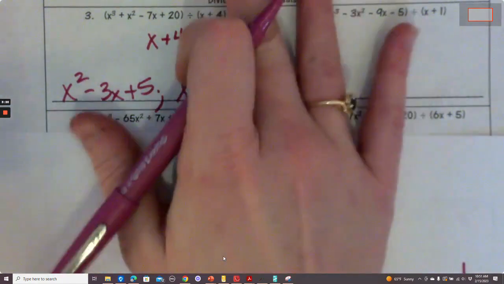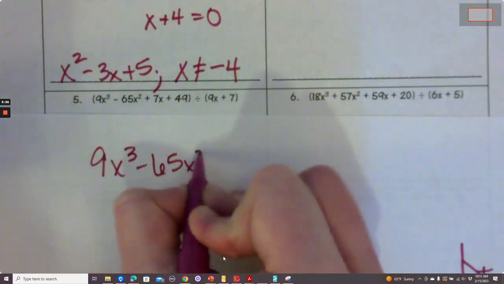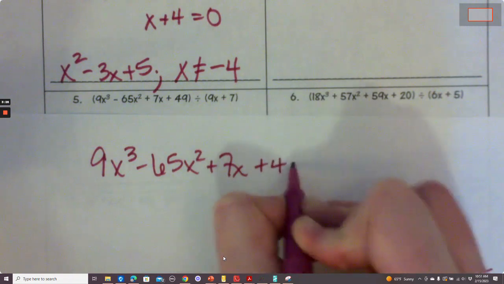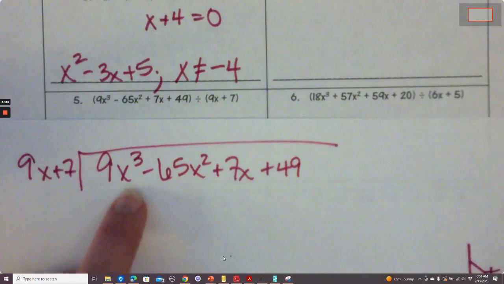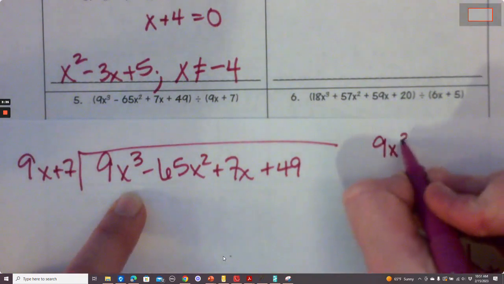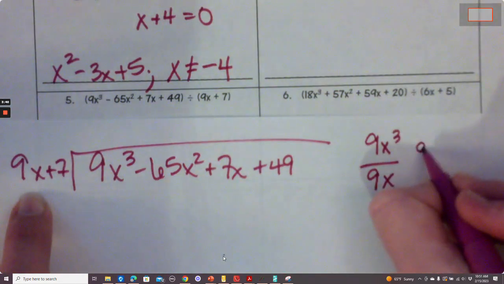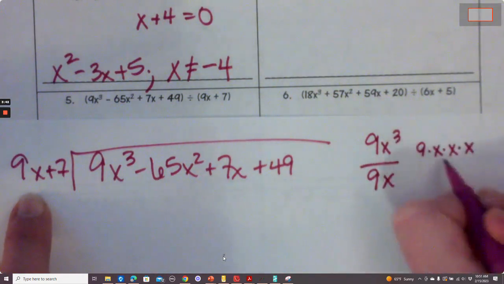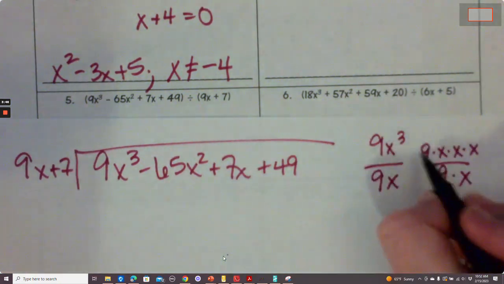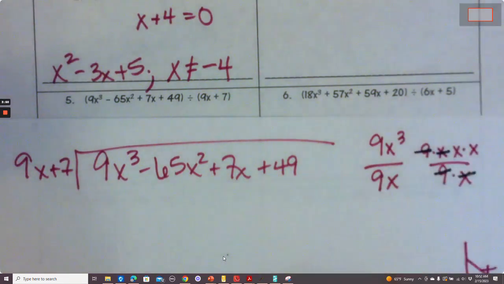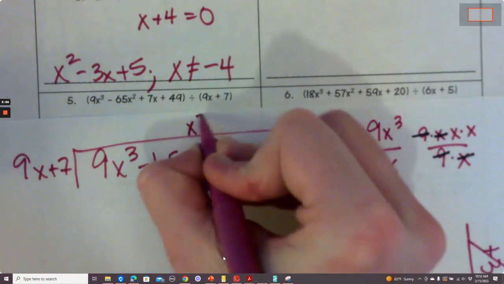All right, number 5. 9x cubed minus 65x squared plus 7x plus 49 divided by 9x plus 7. A piece at a time. 9x cubed divided by 9x. So remember, 9 times x times x times x. This is 9 times x. You can cancel out pieces if it's on the top and the bottom. The 9 cancels. So just x squared.